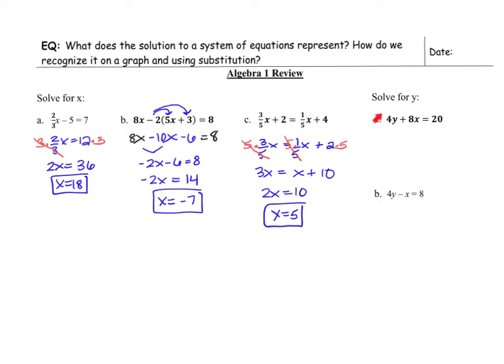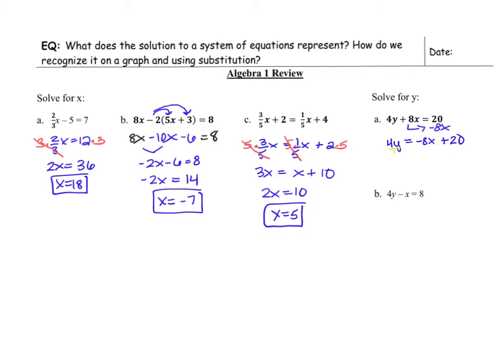These two problems are a little bit different only because we have two variables, so we won't be able to solve them and get an answer like we did on A through C. So this time we're solving for y, and that means my equation or my answer at the end is going to say y equals. We want to move everything away from the 4y, so I'm going to move the 8x to the other side by subtracting it. Remember, you will not be able to combine your like terms here because this has an x and the 20 does not. So once you subtract the 8x, you're left with 4y is equal to -8x plus 20.